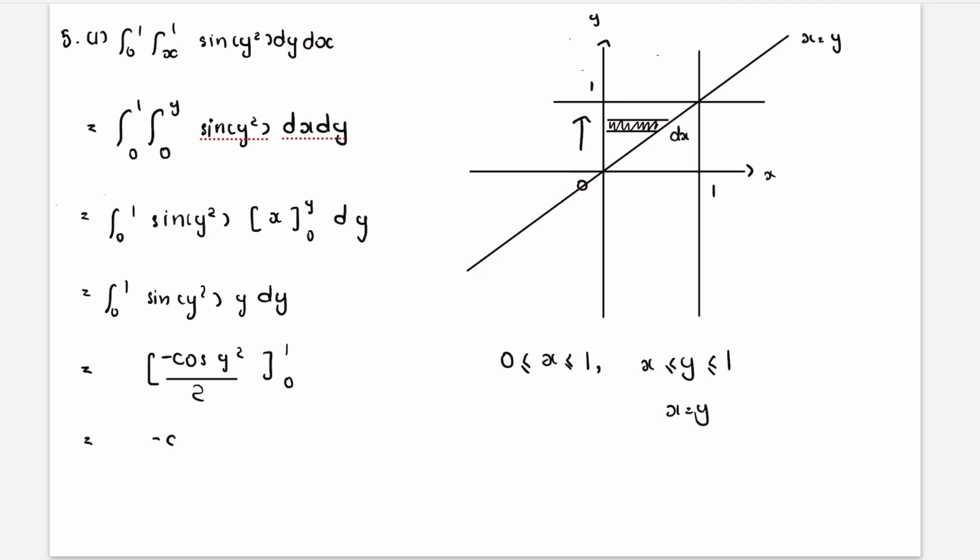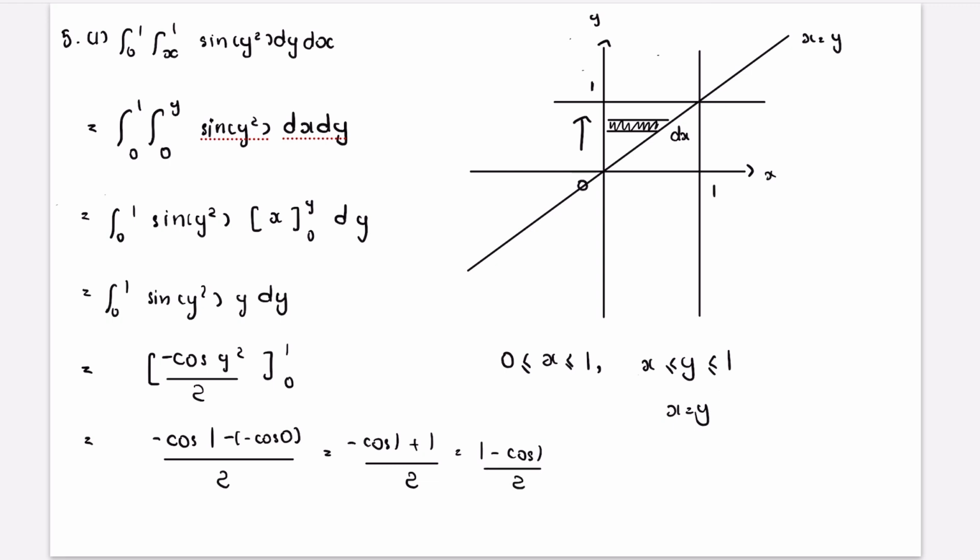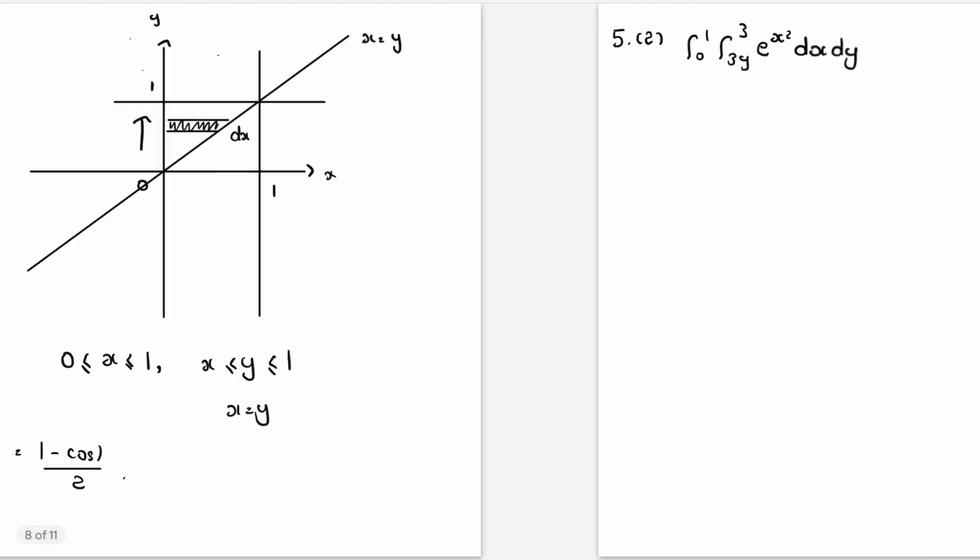So let's substitute. It is 1 over 2 times minus cos 1 minus minus cos 0, which is equal to minus cos 1 minus 1 over 2. So this is the answer of this question. Let's move to another question.